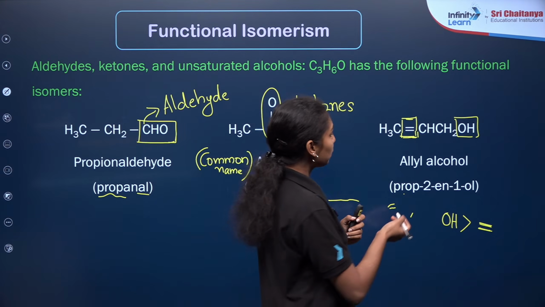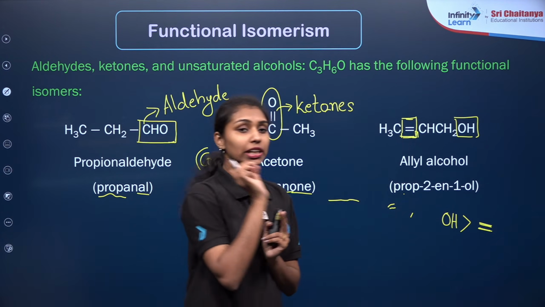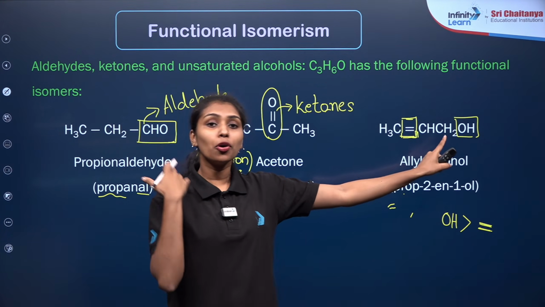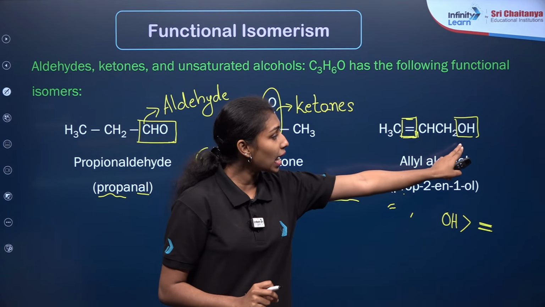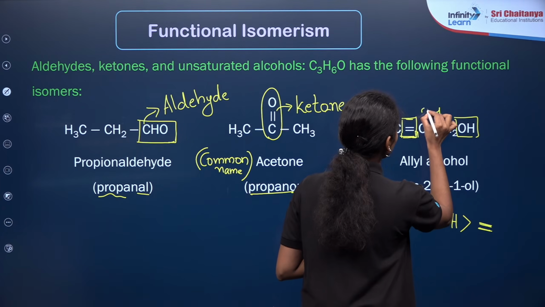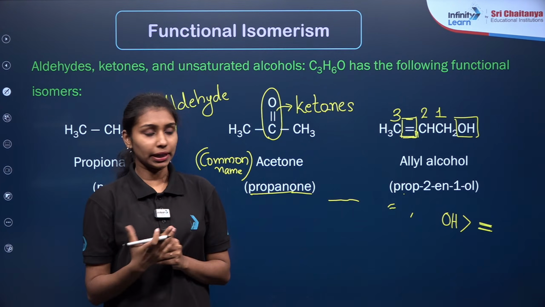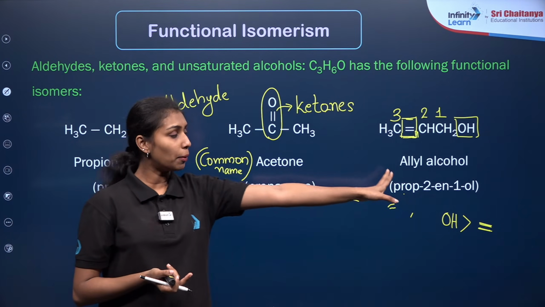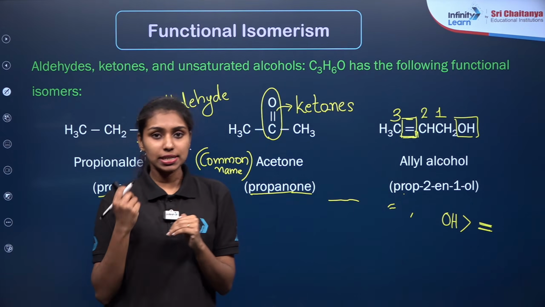Now, how can we name this compound, right? This has the OH group and a double bonded carbon atom. We need to give the numbering according to priority order, right? The OH group has more priority, which means we need to give the least number to the carbon atom attached to the OH group. So I will start the numbering from here: 1, 2 and 3. Clear how we are doing the numbering? Starting from the OH group, it will be 1, 2, 3, which means the OH is attached to the first carbon atom.